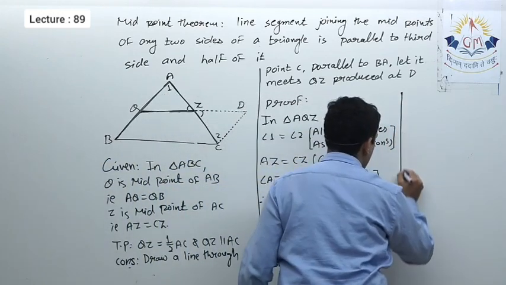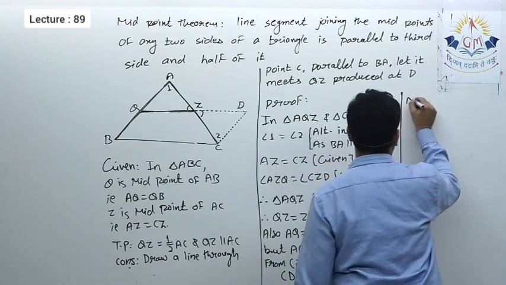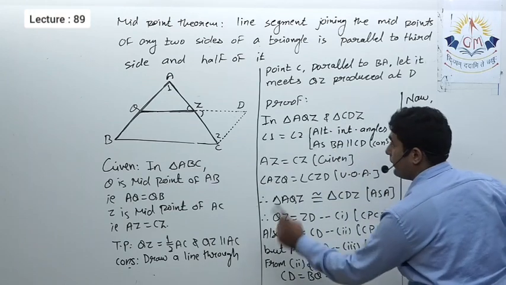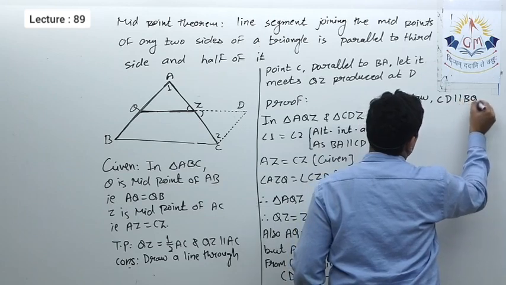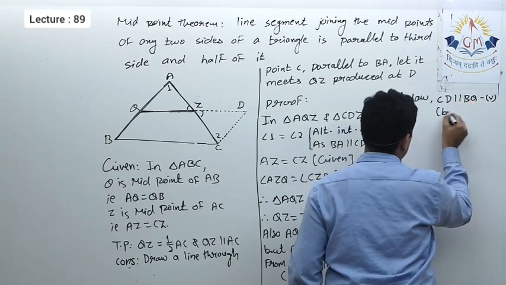Okay, now I have CD equal to BQ in fourth, and CD parallel to BQ. Now CD parallel to BQ, let it be equation number 5, by construction.